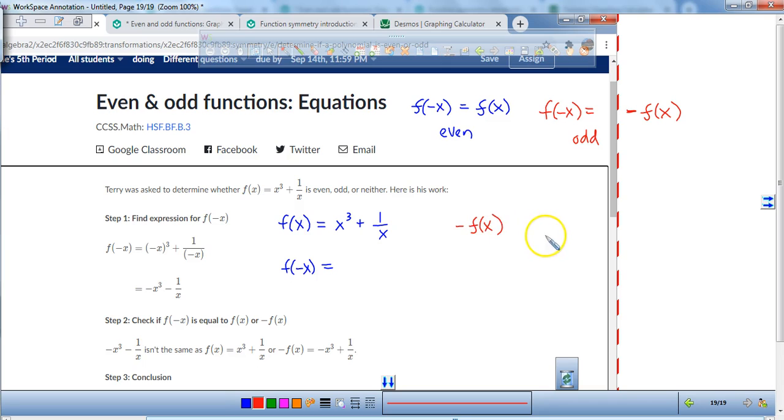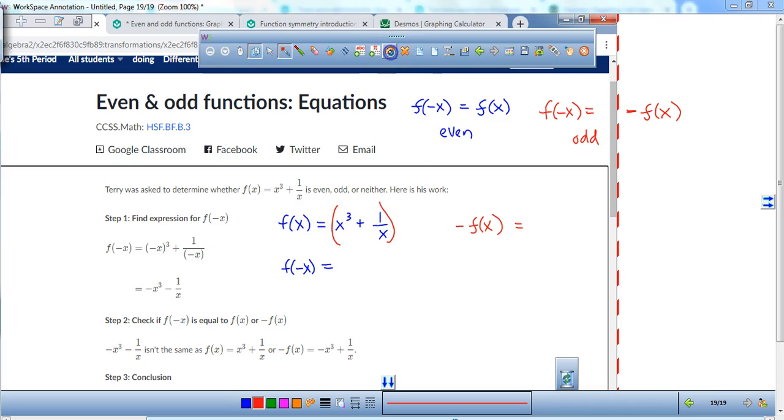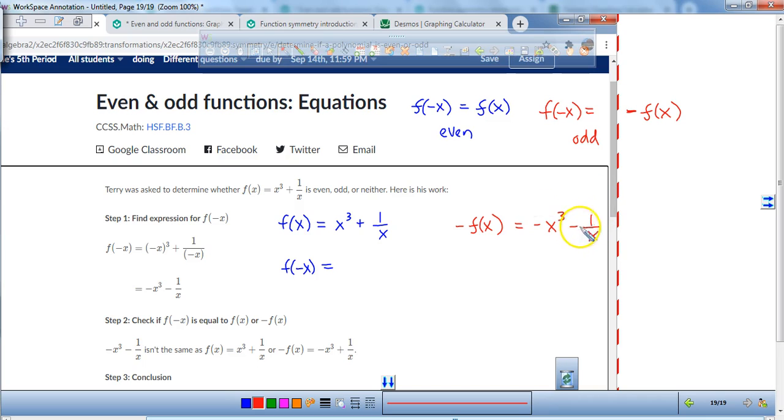Here's what it would be. I apply a negative to that. I basically take the whole thing and multiply it by a negative. So it would be negative x cubed minus 1 over x. That's what negative f of x would equal. So if I eventually get this, I know it's going to be an odd function.